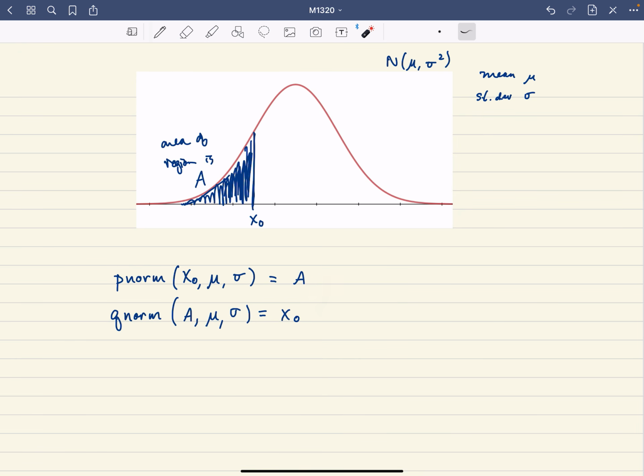That's how they're related. If you type in p-norm, it'll give you the area. If you type in q-norm of the area, it'll give you your corresponding x value. And if you don't include these parameters, mu or sigma, if you just have p-norm of x naught and q-norm of the area, it's going to assume that we're working with a standard normal distribution. In other words, it's going to assume that mu is 0 and sigma is 1. These are the functions that we're going to work with in Chapter 6.